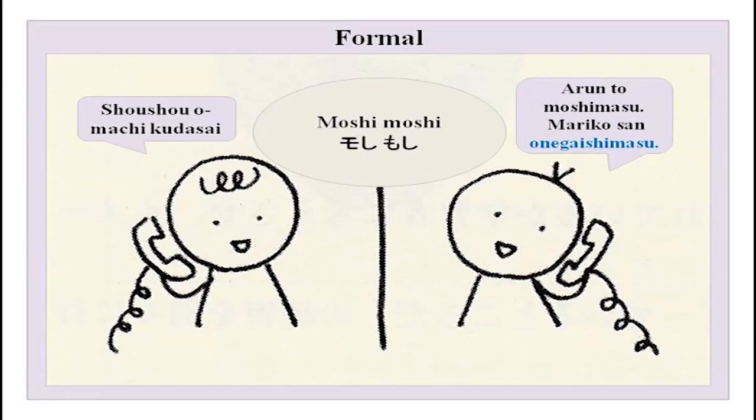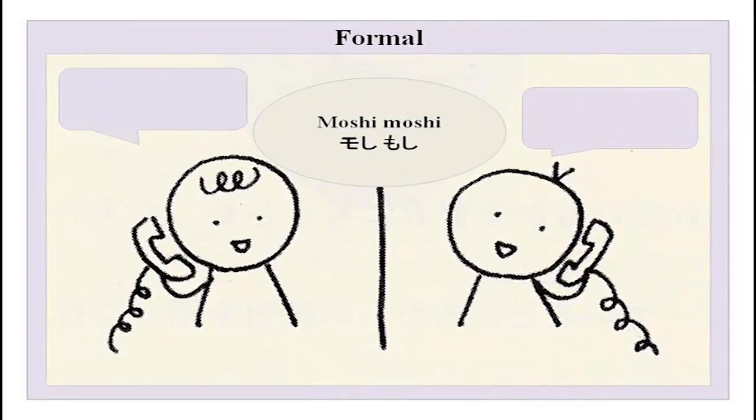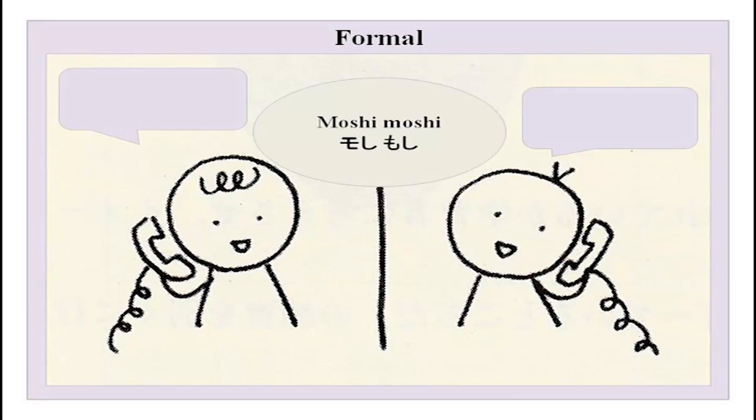The telephone operator will go and check whether the person is there or not. So, it is shosho o machi kudasai. Well, then what happens? The person goes and checks and comes back on the phone and says something. Now, what is that? Well, sumimasen, Mariko-san wa kyou yasumi desu.